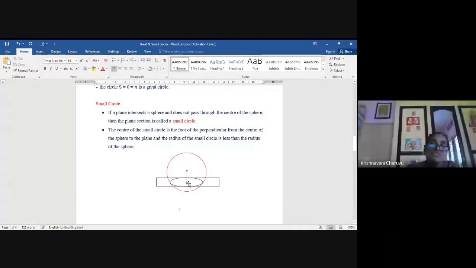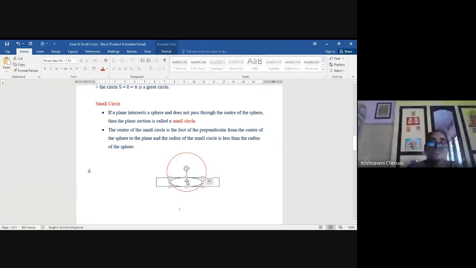Also, the center of the circle is the foot of the perpendicular from the center of the sphere to the plane. So if it is a small circle, the center of the circle is different from the center of the sphere. Moreover, the center of the circle is the foot of the perpendicular from the center of the sphere to the plane.